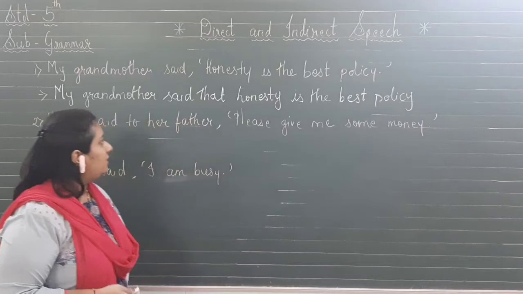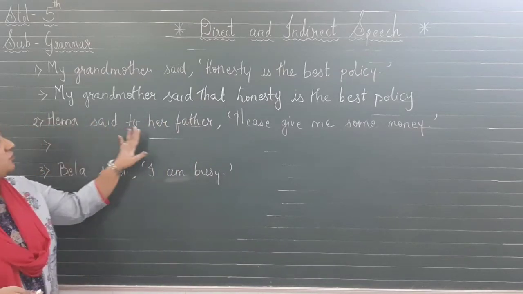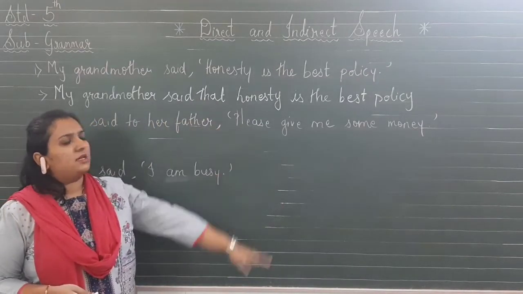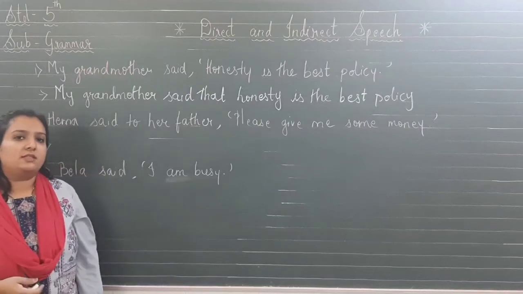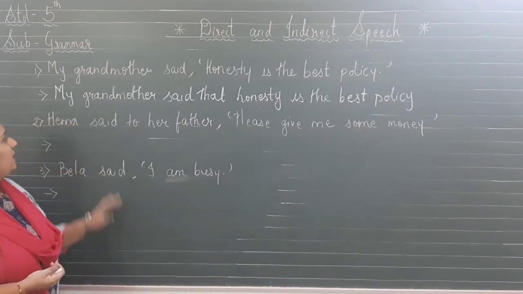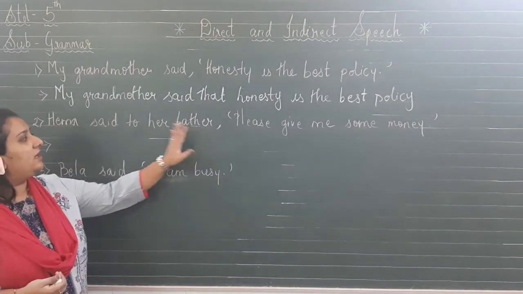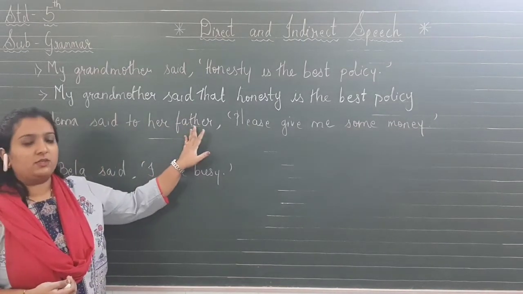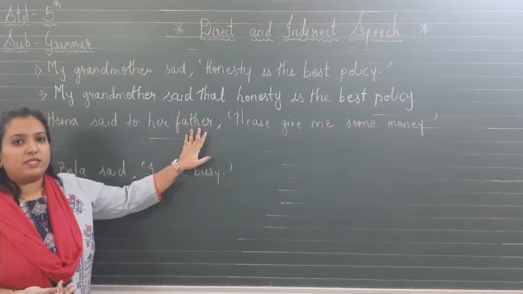Okay, now look at the second one. Hema said to her father, please give me some money. By looking at the sentence, we identify what type of sentence it is. Here, what is Hema doing to her father? Hema is requesting her father. So this is an imperative type of sentence.